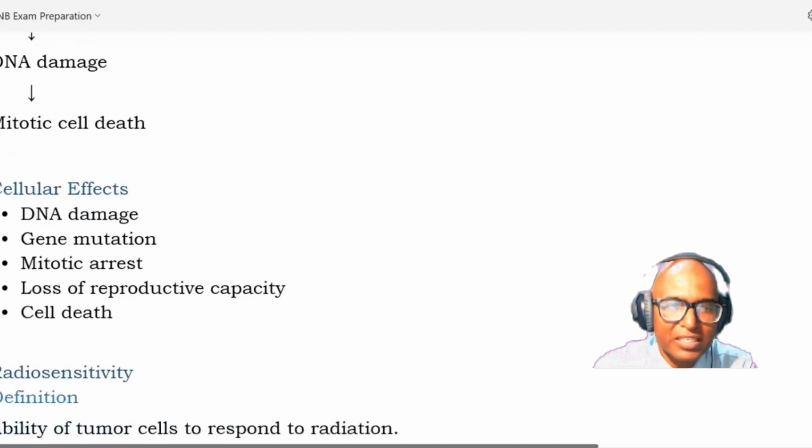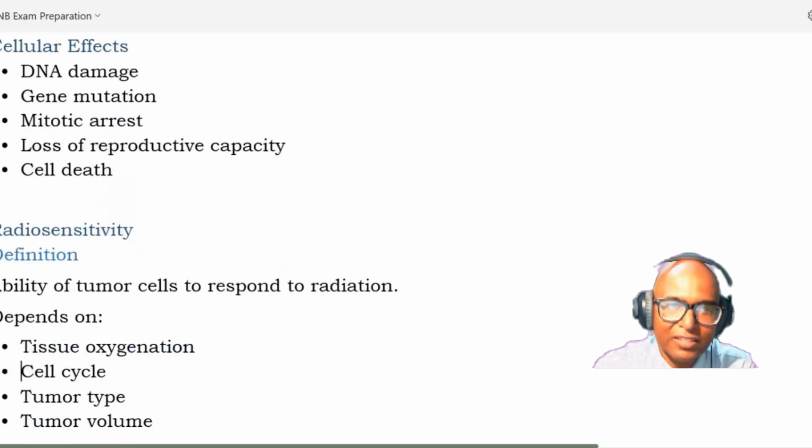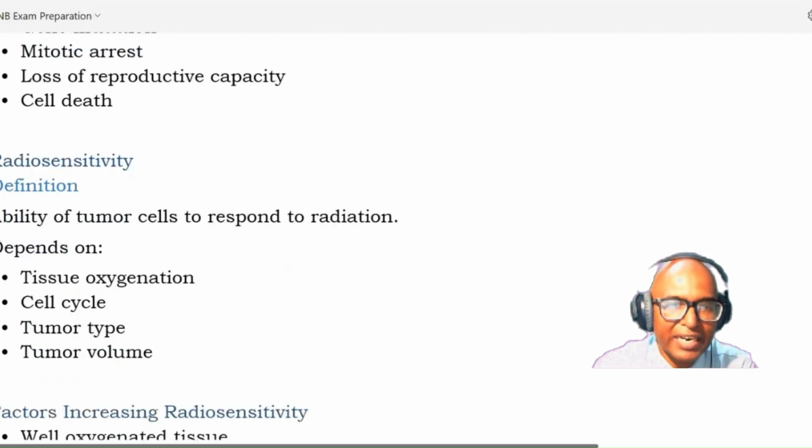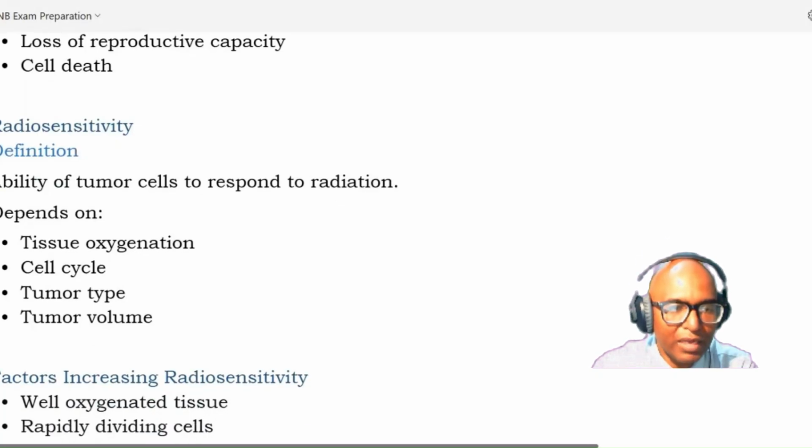Then what are the cellular effects? There will be DNA damage, gene mutation, mitotic arrest, loss of reproductive capacity, and cell death. So these are the cellular effects which are seen. Then we will mention the radiosensitivity. It is the ability of the tumor cells to respond to the radiation, which depends upon tissue oxygenation, cell cycle, tumor type, tumor volume, etc.